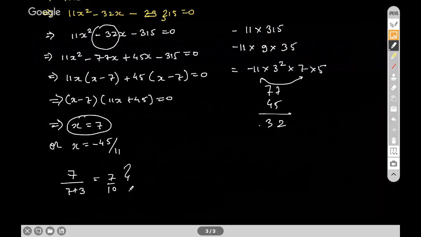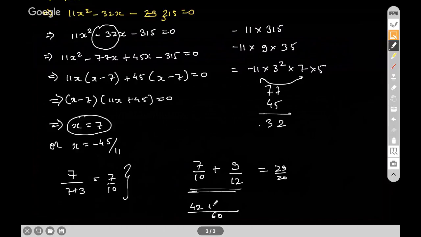Now quickly check whether this is correct or not. So 7 by 10 plus 9 by 12, adding 2 to the numerator and denominator, must be equal to 29 by 20. Let's check. So for 10 and 12, 60 is the LCM. This is 6 into 7, 42, and then 5 into 9, which is 45. So it is 87 by 60. Divided by 3, you get 29 by 20. That means it is correct. So hence the fraction is 7 upon 10.